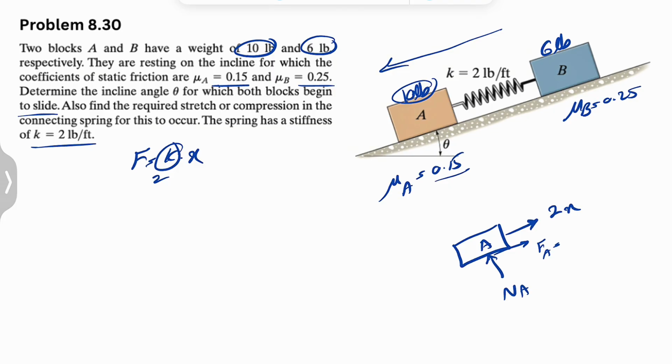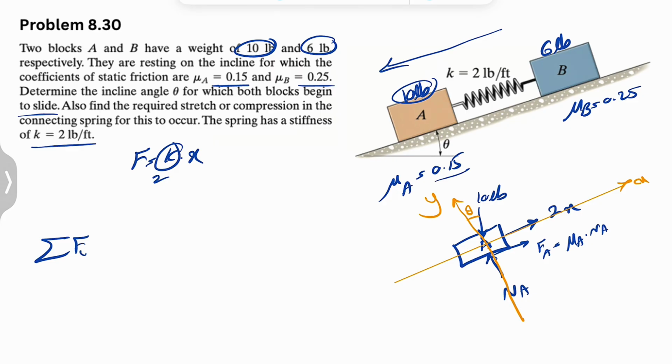We're going to have the weight, which is 10 pounds, and the friction is mu A times NA. We can call this our X and this our Y, knowing that this angle here is theta. So let's do our equilibrium equations.